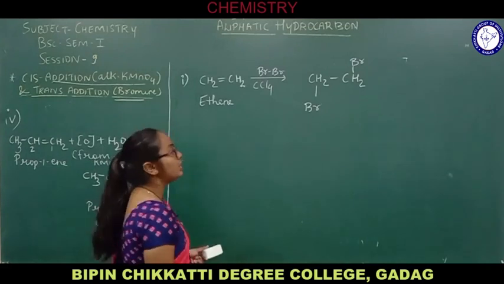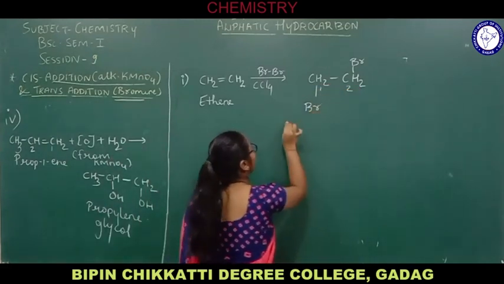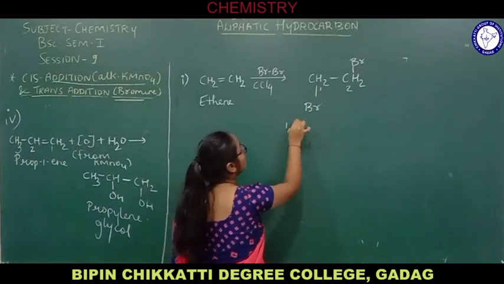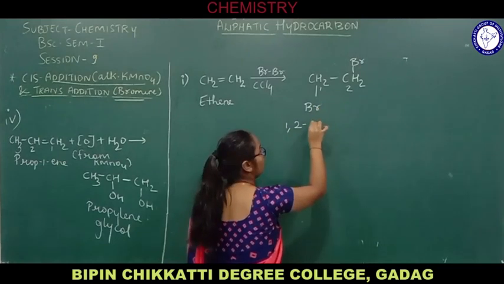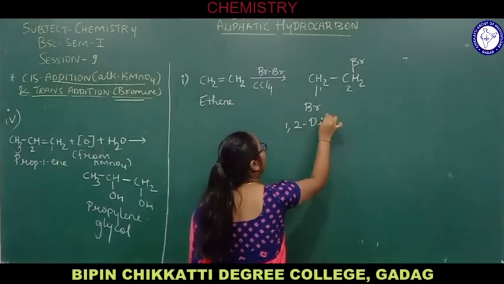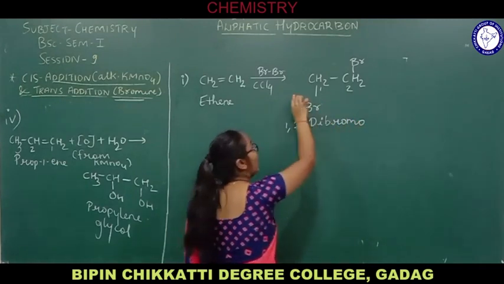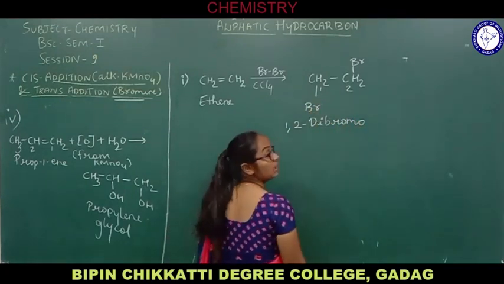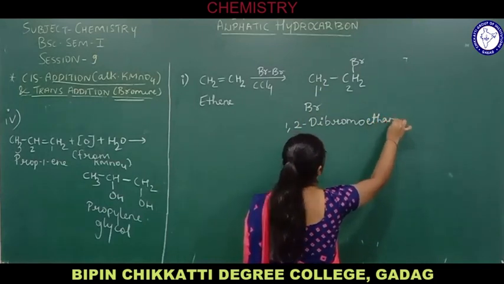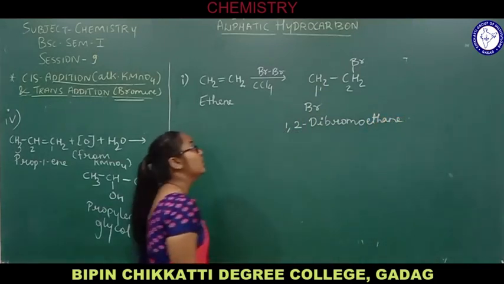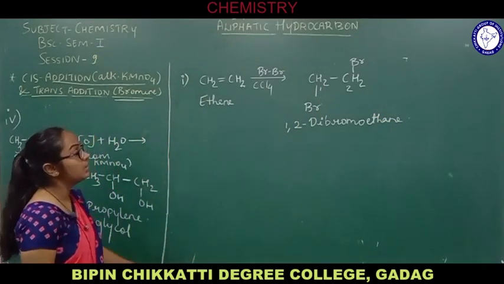So the name for this: now this is carbon number 1, carbon number 2. So the name for this, 1,2. How many bromo are there? 2 bromo are there, right? So dibromo, and the parent alkane is what? Ethane. So it will be written in this manner. This is how the reaction will proceed.